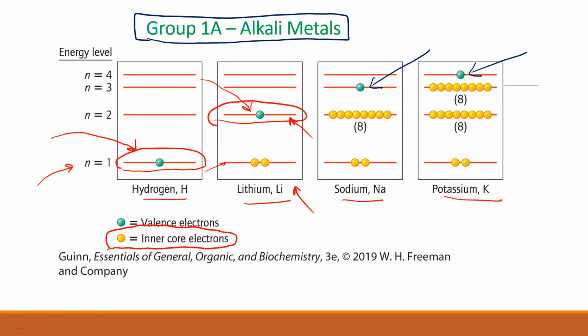So this is a similarity between all these elements within the same group. Another similarity is that if the elements are from 1A, they will have one valence electron. So this is an easy way of knowing how many valence electrons are present in any particular atom. All you need to know is which group that element lies in, and from that you can tell how many valence electrons that particular atom will have.